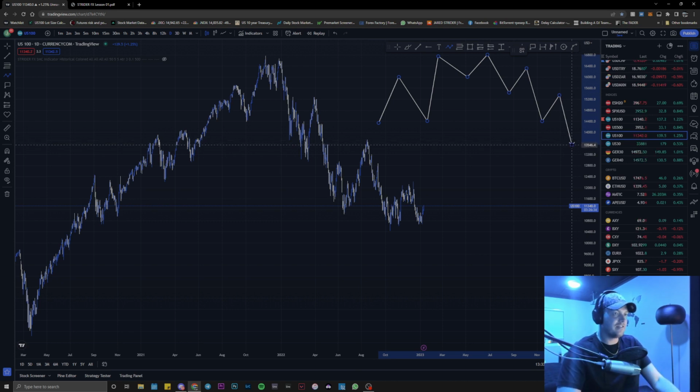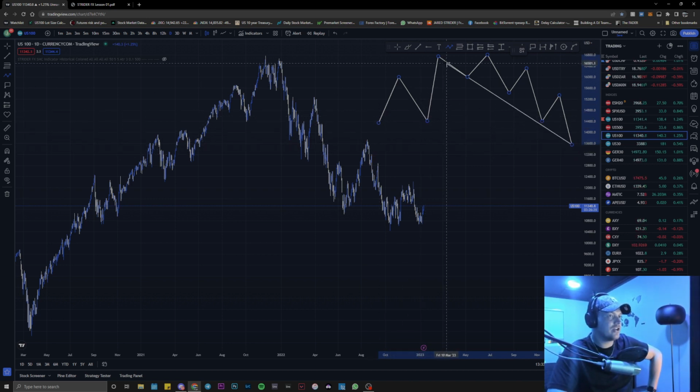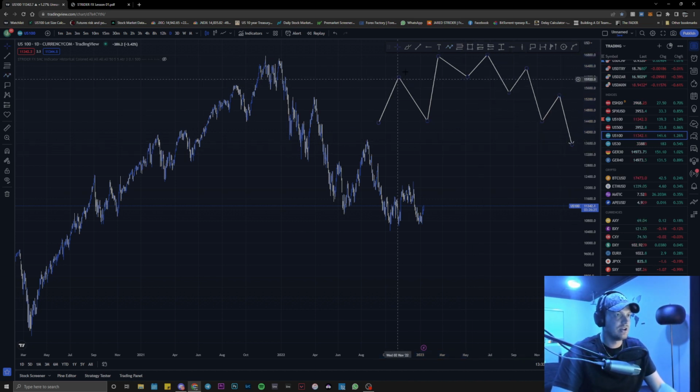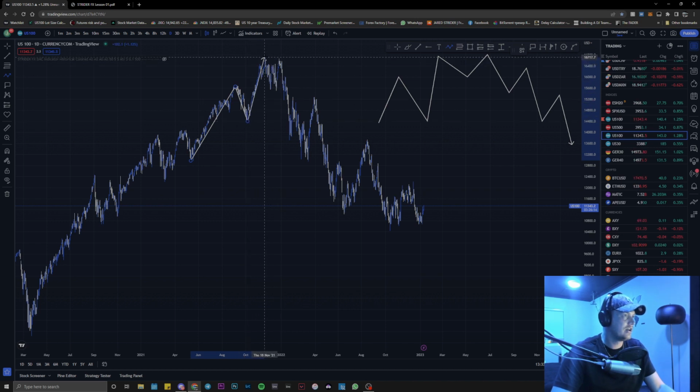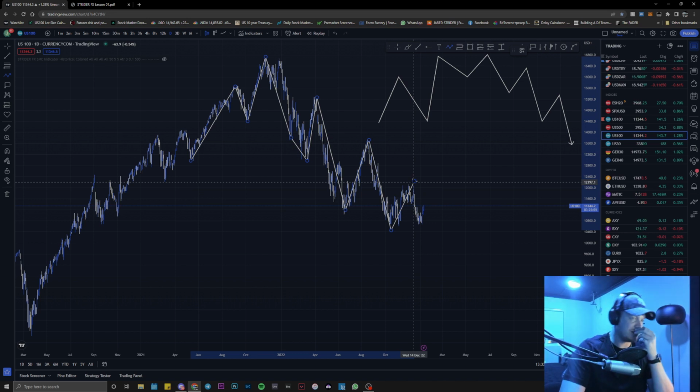So that's basically the fundamentals of what we call market structure: your highs and your lows. Is it higher than the last one or is it lower than the last one? And that determines your market structure. Okay. We can see it here in NASDAQ. Low, high, higher low, higher high, lower low, even lower low, lower high, lower low, lower high, lower low, lower high.